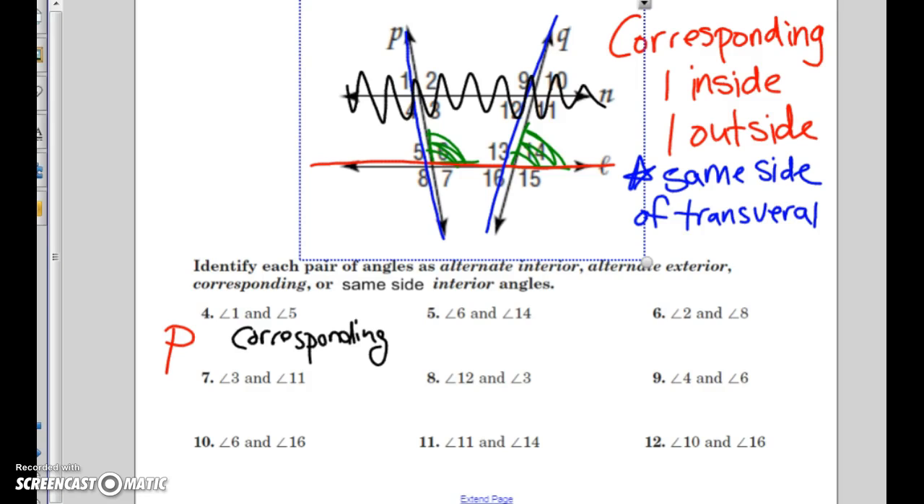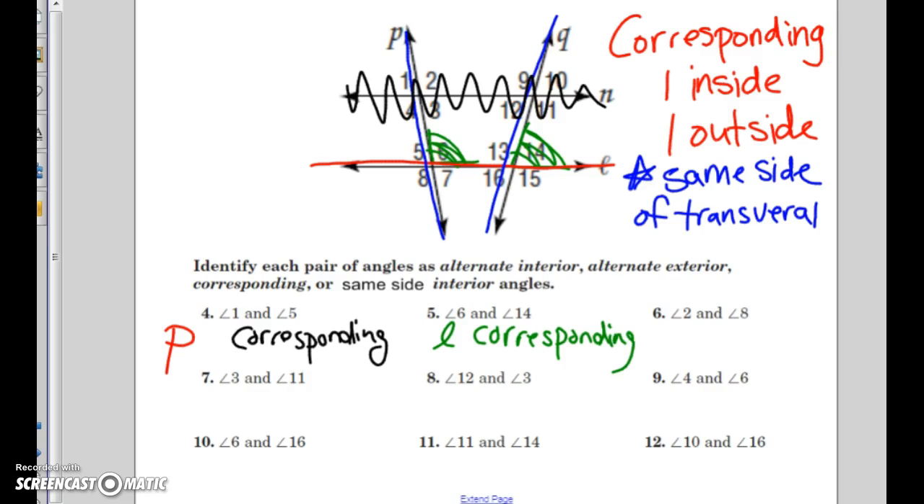So my transversal, we said, is L. And these will also be corresponding angles. So they're only interior on one side. We're going to talk about it. We're getting there. Just hang tight.